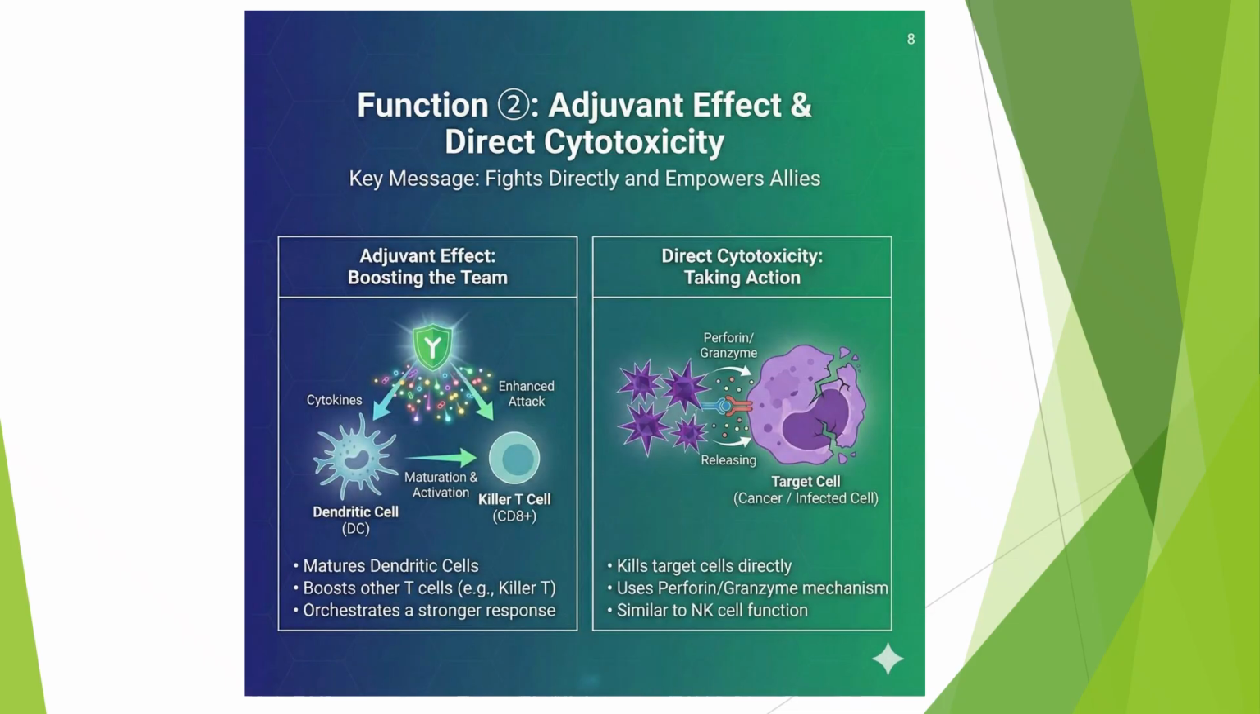NKT cells have a dual role in combat. First, they have an adaptive effect, meaning they mature dendritic cells and boost other cells like killer T cells to orchestrate stronger overall responses. Second, they can take direct action through direct cytotoxicity. Using a perforin and granzyme mechanism, they can kill cancer or infected cells directly, just like NK cells do.